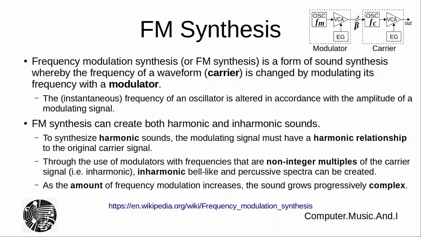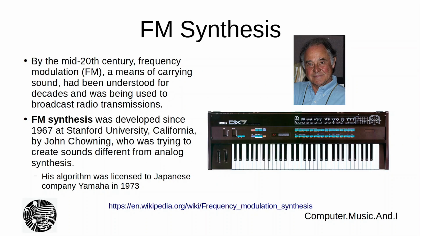Now, while the principle is very simple, it still took some time to actually understand this kind of principle. And John Chowning, who is displayed here, of Stanford University, developed FM synthesis in 1967, and it became very, very successful as it was licensed to Yamaha and is the basis of the very successful DX7 synthesizer, a digital synthesizer that is based on the FM algorithms that Chowning has developed.